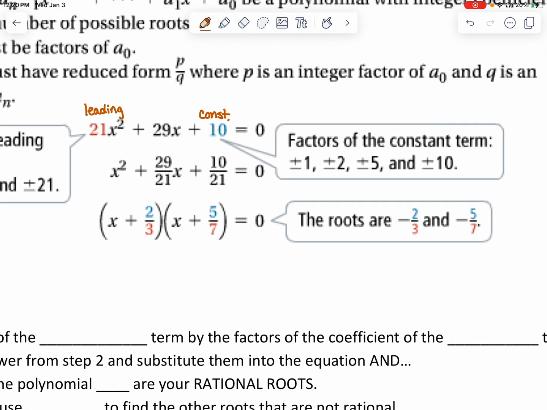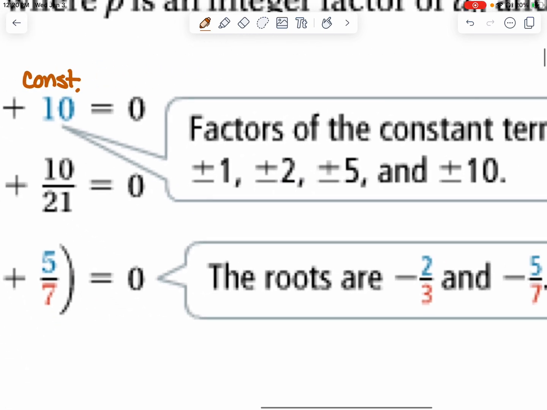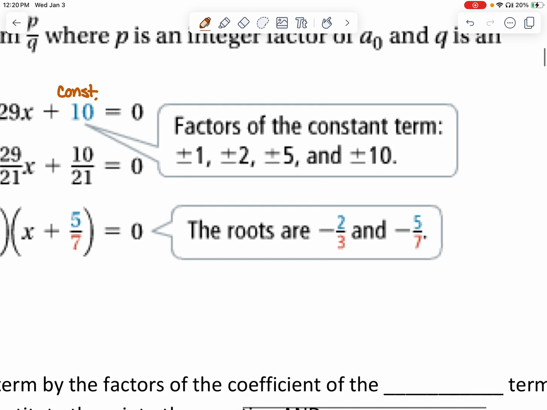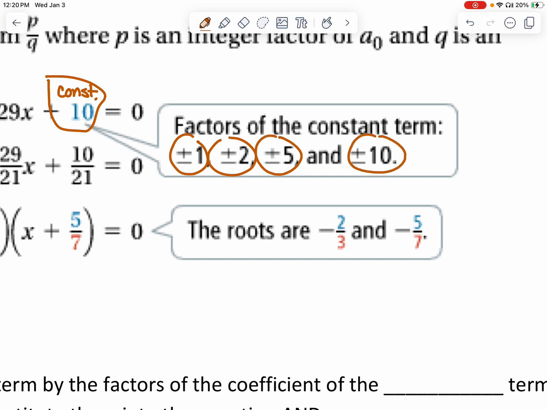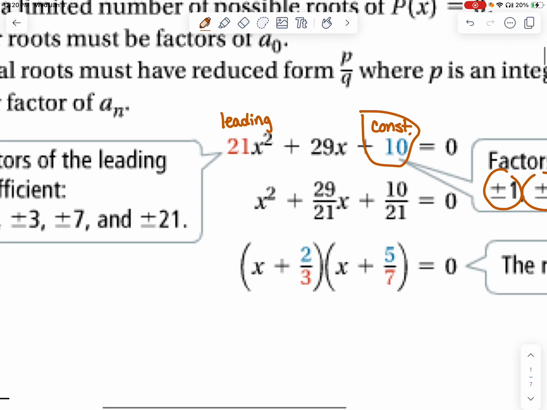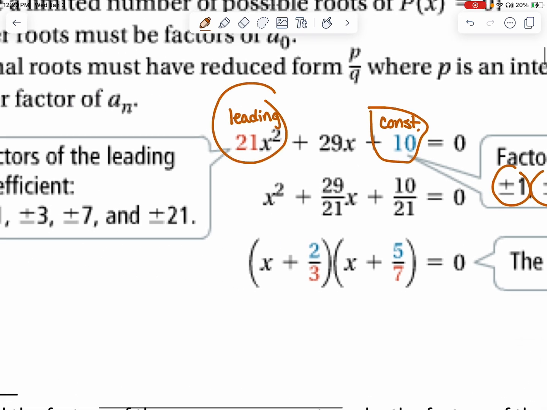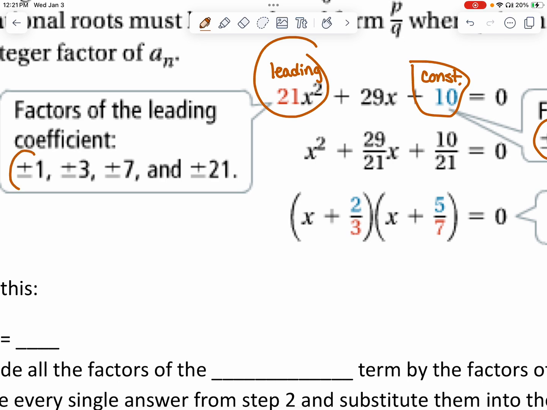Here it goes. Step 1, you find all the factors of the constant term. See how the constant term is 10? So positive and negative 1, positive and negative 2, 5, and 10. 10 is divisible by all of those numbers. So you find factors of the constant term, and then you find factors of the leading term. What does 21 divide by evenly? So 1, 3, 7, and 21.